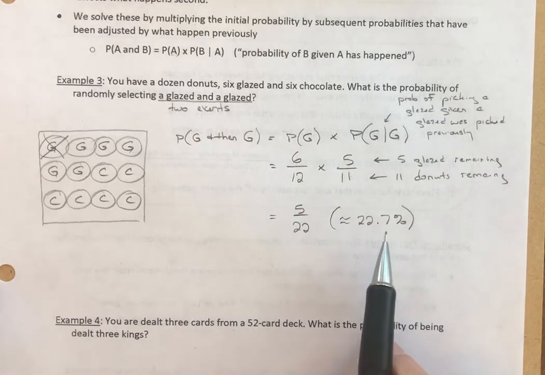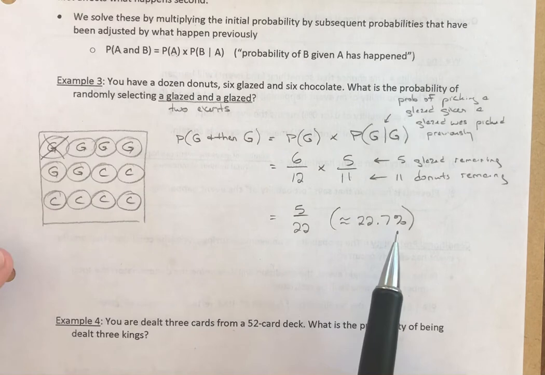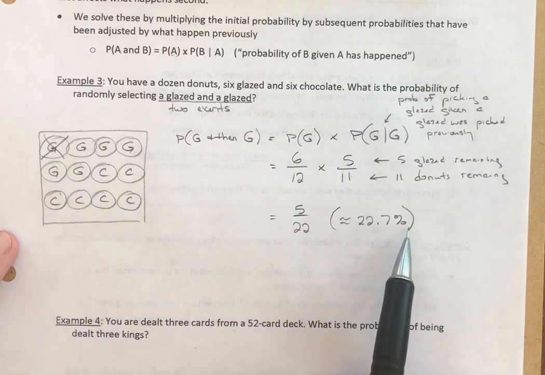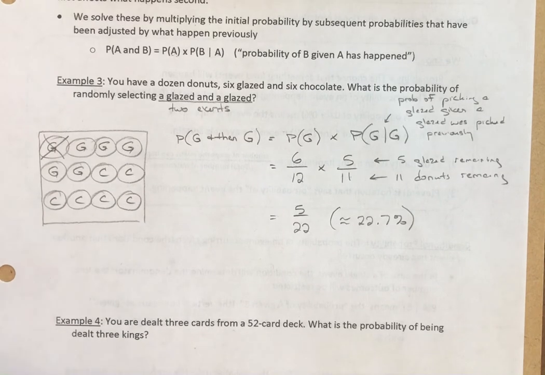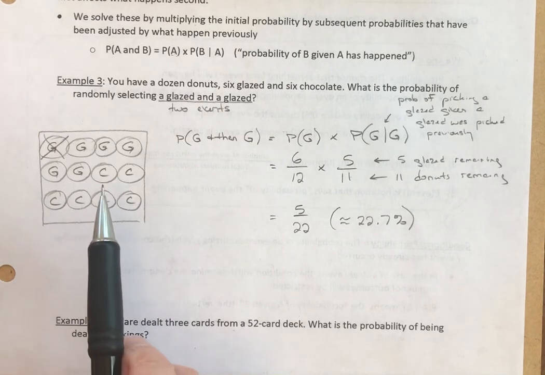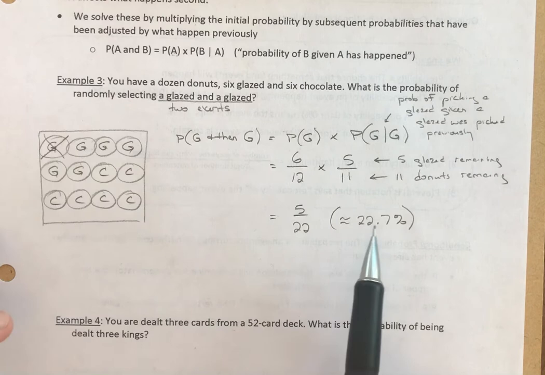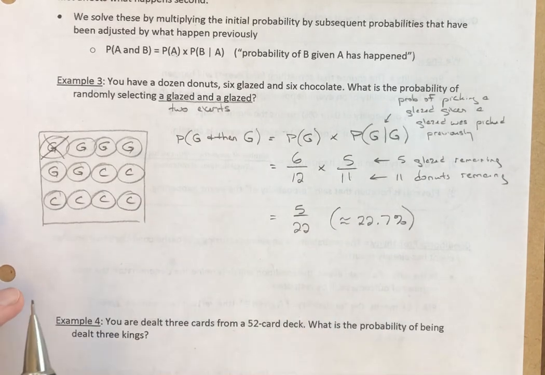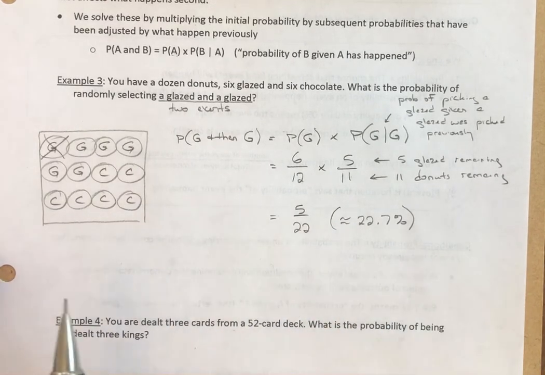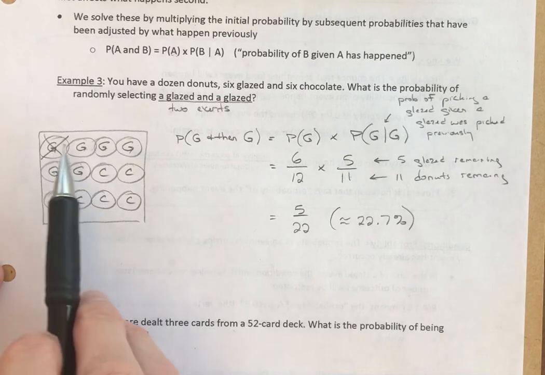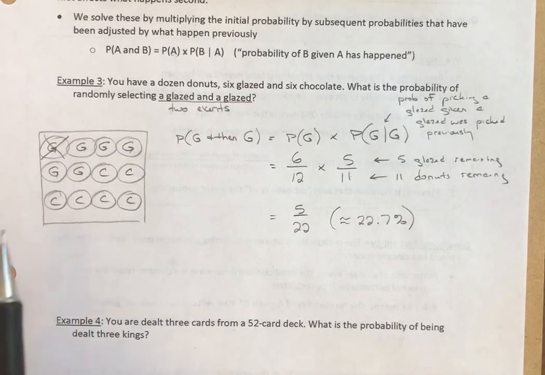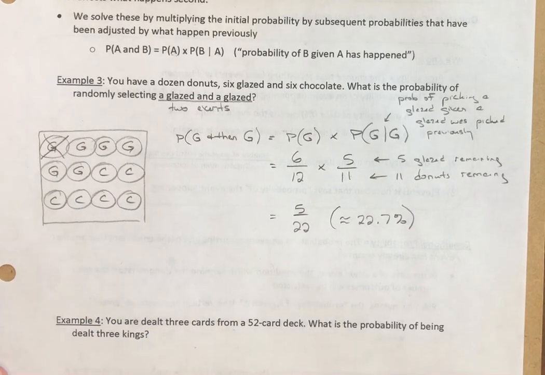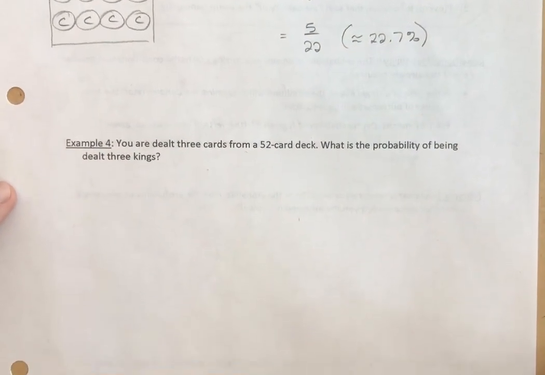A little under a 25% chance of reaching in randomly and grabbing a glazed, eating it, and then reaching back in and getting another glazed. You got about a 23% chance of doing that. Again, notice the dependence. The first event affected the second event. Let's look at one more example.